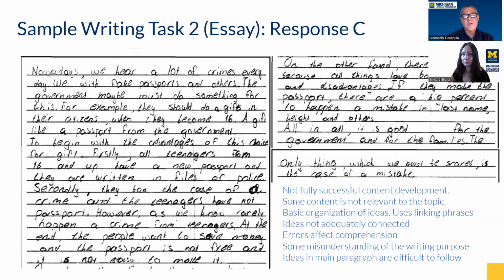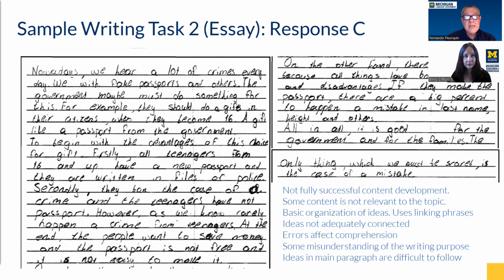The prompt asks whether the writer agrees or disagrees with the idea that governments should give free passports to citizens when they are 16. There is some content in response to that prompt. There are some ideas that are related to that, but several ideas are not really relevant to the topic. There are references to crimes and mistakes in passports, and people want to save money, and the passport is not free, the writer says, but the prompt was saying that the passports are going to be issued at no cost. So I don't know if the prompt or the task are clearly understood from what the writer says here.